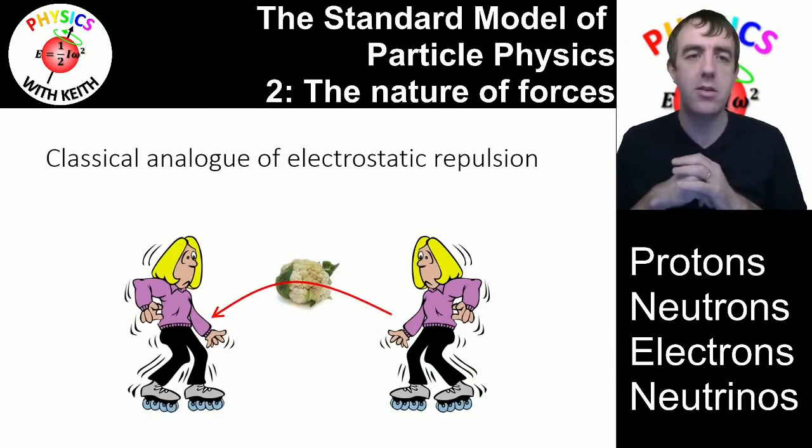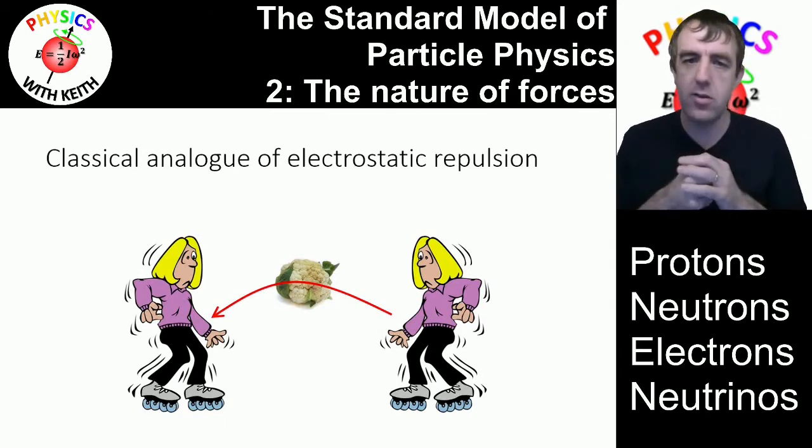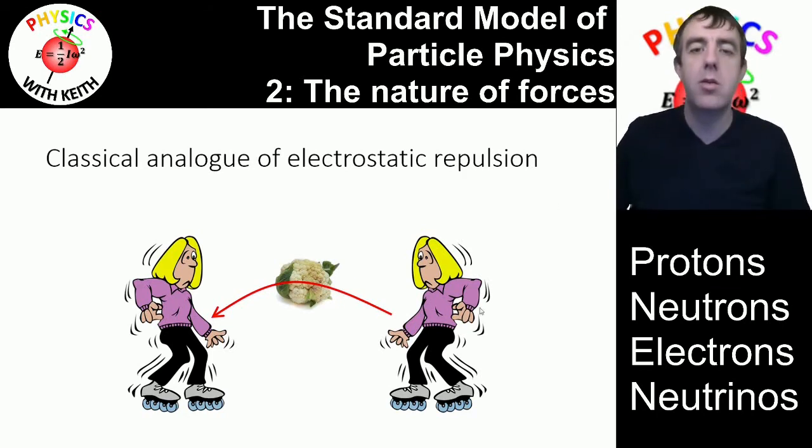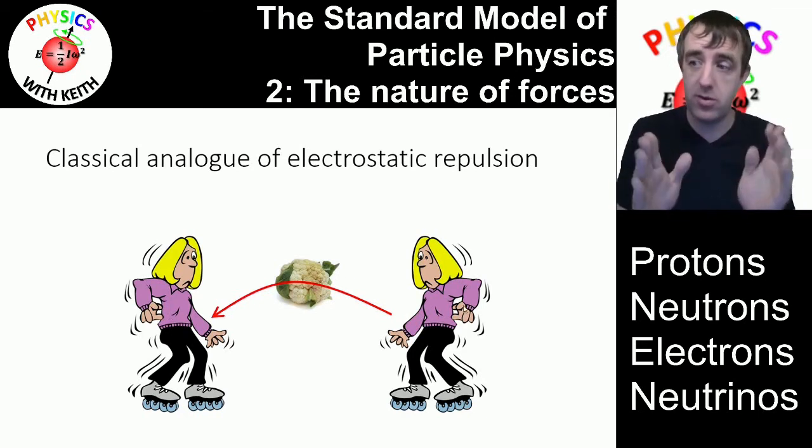And there are some absolutely disastrous analogies that we can use. This is the classic analogy that's used for the electrostatic repulsion. Two people on skates throwing a cauliflower at each other. There are variations of this. But if the person on the right throws the cauliflower, they push the cauliflower to the left, which means the cauliflower pushes them to the right. The person on the left catches the cauliflower, so they have to push the cauliflower to the right to stop it, which means they get pushed to the left by the cauliflower. So the exchange of this cauliflower causes the two skaters to experience a repulsive force.